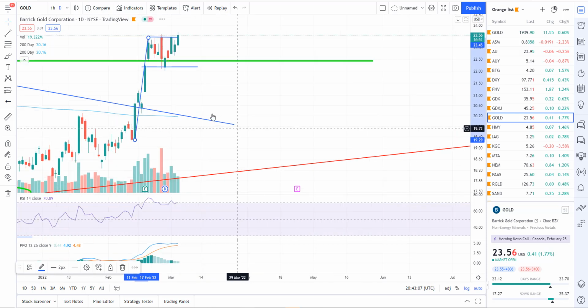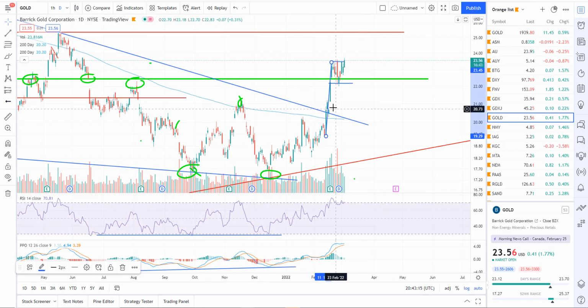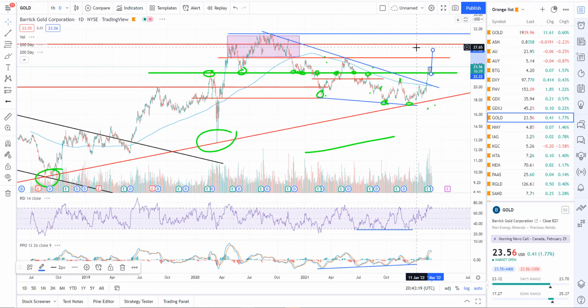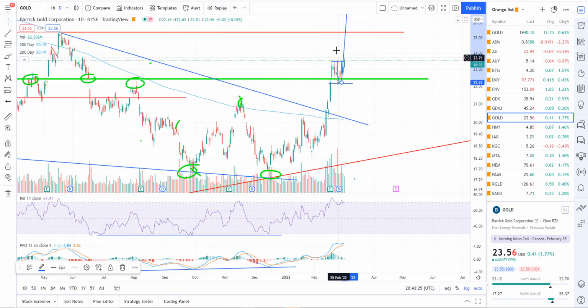If I go to the daily, you can see we're just starting to poke above that. So maybe we break out into the close, and that really sets us up on Barrick for a move all the way up to about that $27 level. So things to look for on that one.